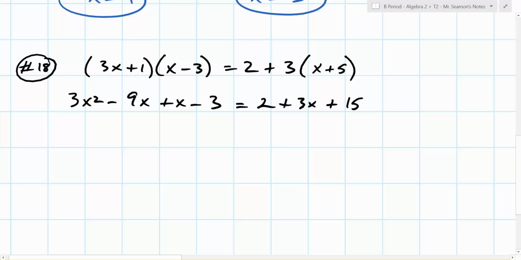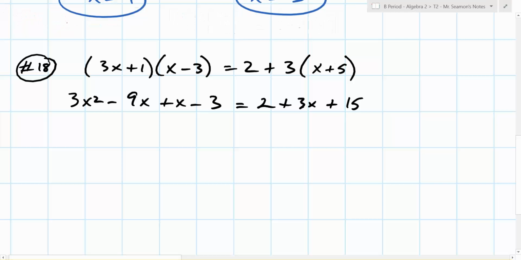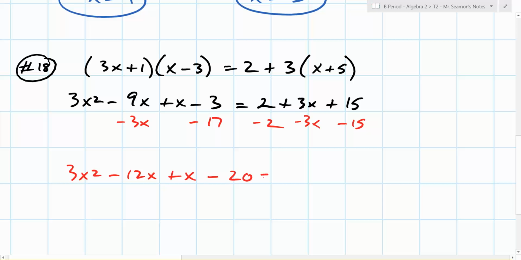You can multiply it out first. That's okay. You just now have to, before you factor, this is a must: you must set one side equal to 0. You have to do that before factoring. So in this case, let's just subtract. How about we subtract 2 and 15, so we're subtracting how much? 17. Subtract 3x. So we end up with 3x squared minus 12x plus x minus 20 equals 0.